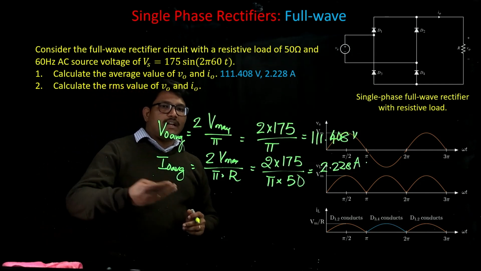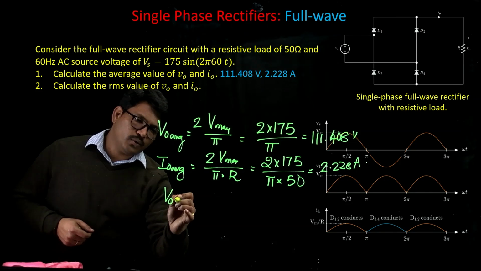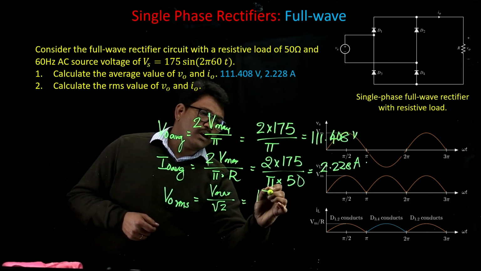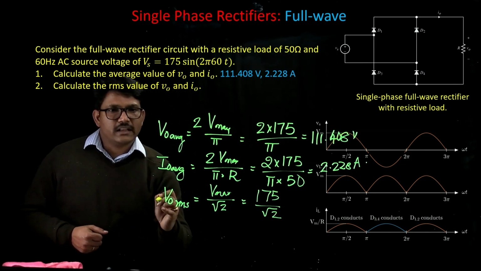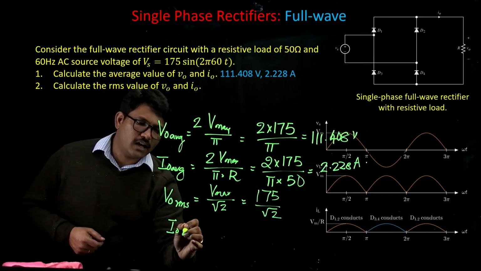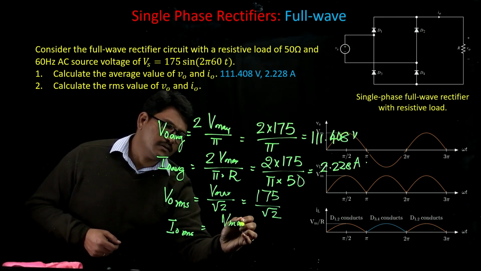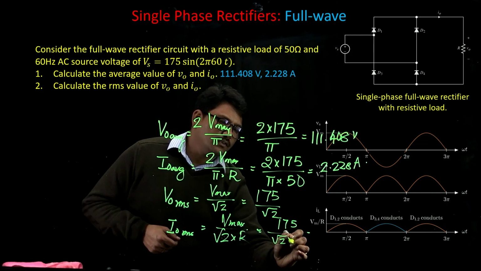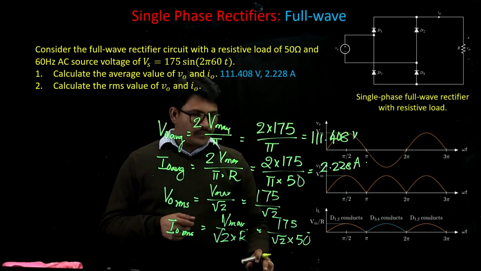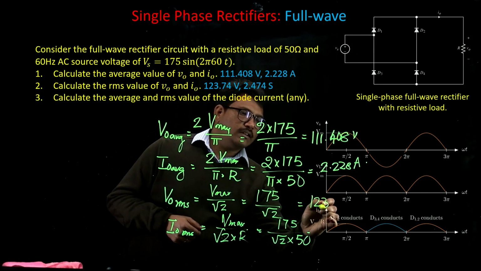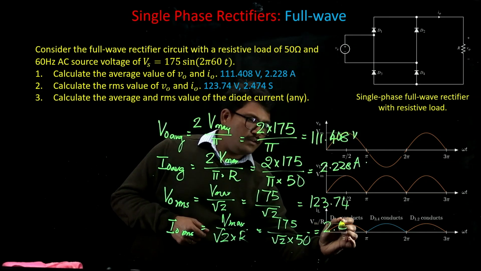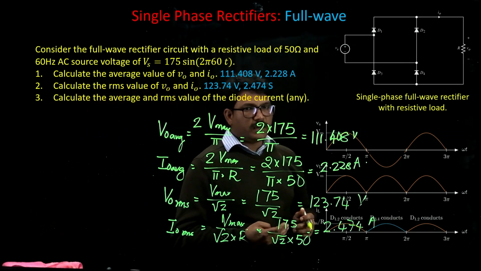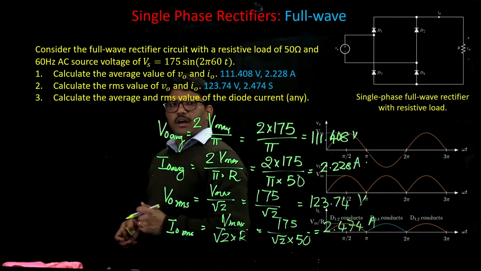Similarly, the RMS value of the output voltage is going to be Vmax upon root 2, that is 175 upon root 2. Then the RMS value of the output current, I0 RMS, is Vmax upon root 2 times R, which is 175 by root 2 times the resistance of 50. If you calculate these numbers, this is going to be 123.74 volts and 2.474 amps. So these are the average and RMS voltage and current output of a full wave diode bridge rectifier.